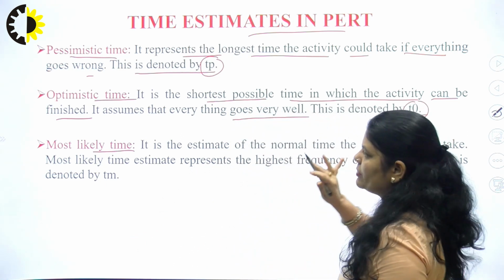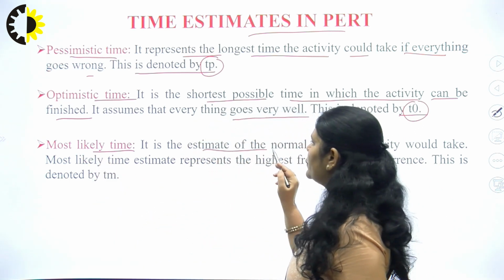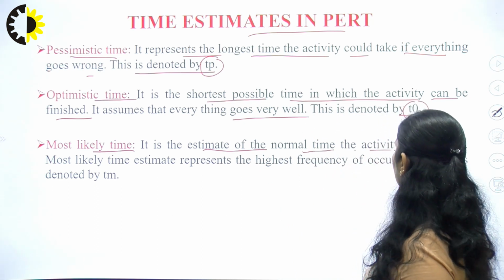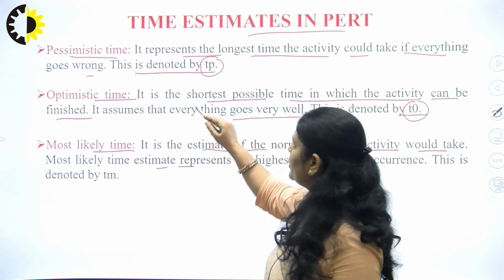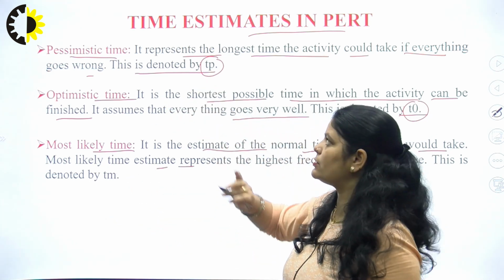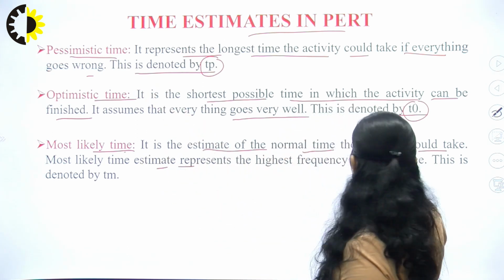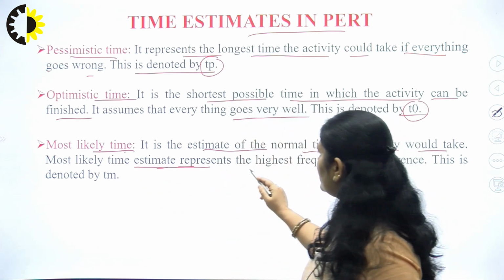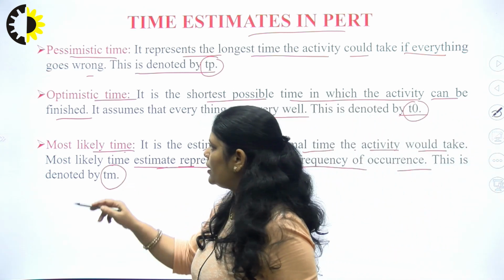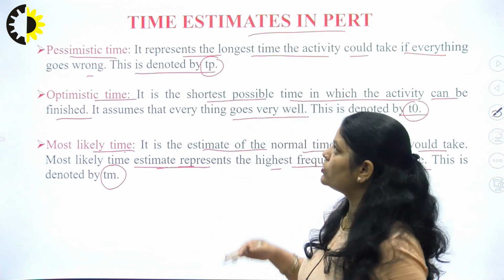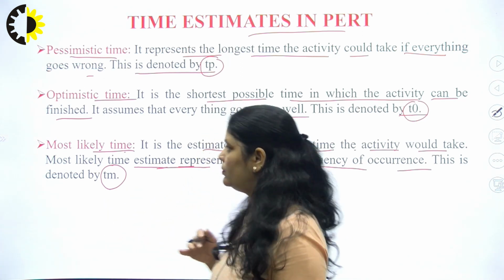O is for optimistic. Then we have the most likely time. The most likely time is the normal time the activity would take, and it will lie between the optimistic and pessimistic time, between these two limits. The most likely time estimate represents the highest frequency of occurrence, and it is denoted by TM. TM is most likely time. So these are the three time estimates that we are going to use in the case of PERT.